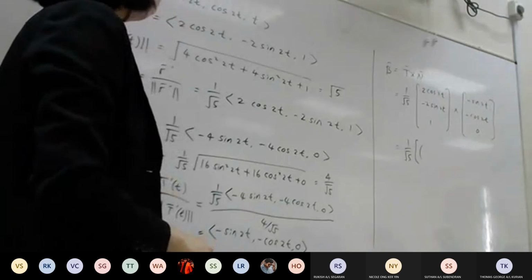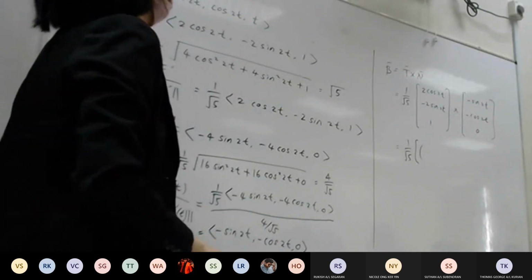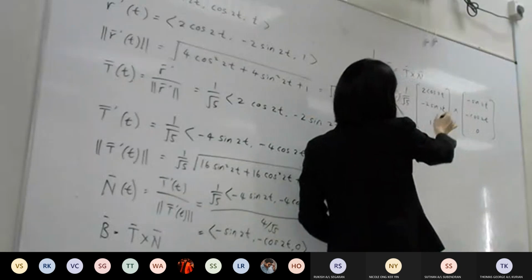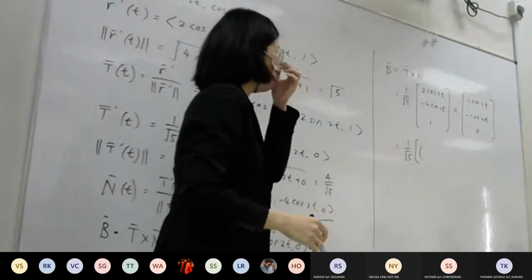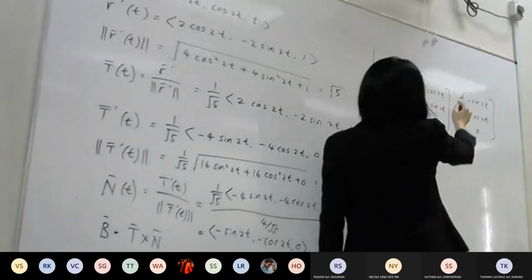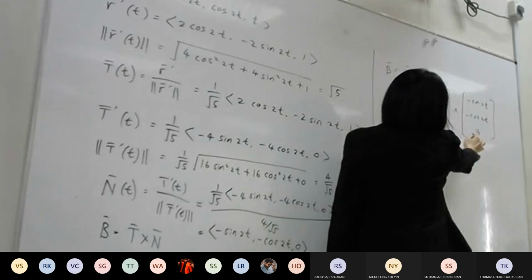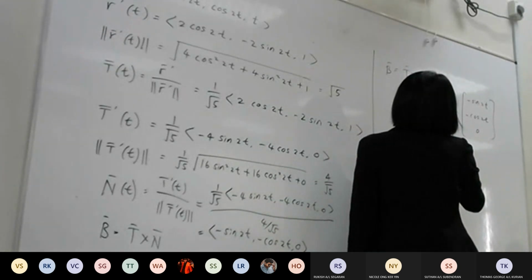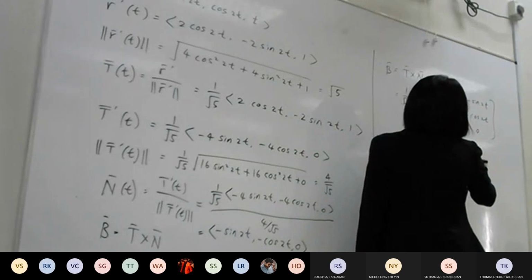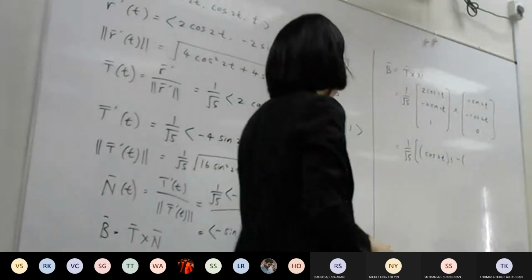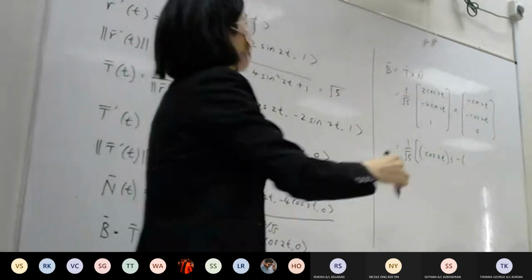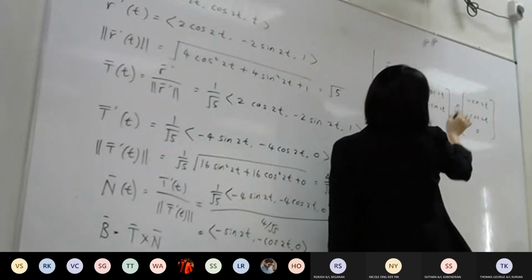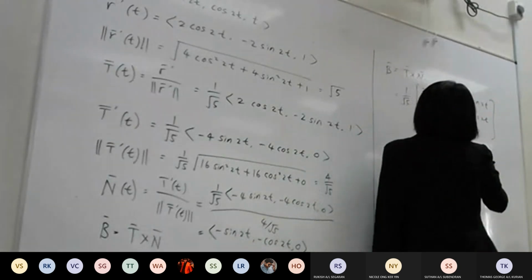To get the component function of I, cover the first line, AB minus BC. So you get a positive cos 2t for I. Then minus the component function for J. You cover the second line, AB minus BC. So you get a positive sine 2t.